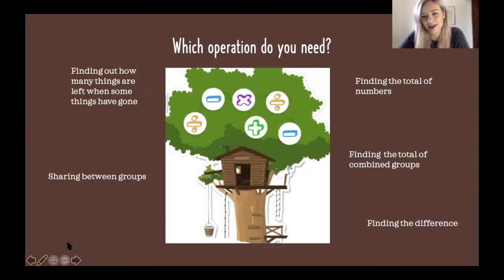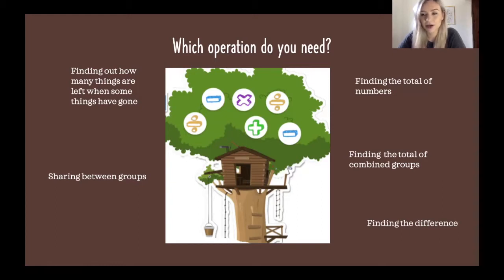Here we have a tree house, and you can see at the top of the tree we have got images of the 4 different operations that we use in maths. We've got division, subtraction, multiplication and addition up on the tree. Now at the side I've got some sentences, some words that aren't linked up to one of our operations. We need to figure out which ones link up to the operations on the tree.